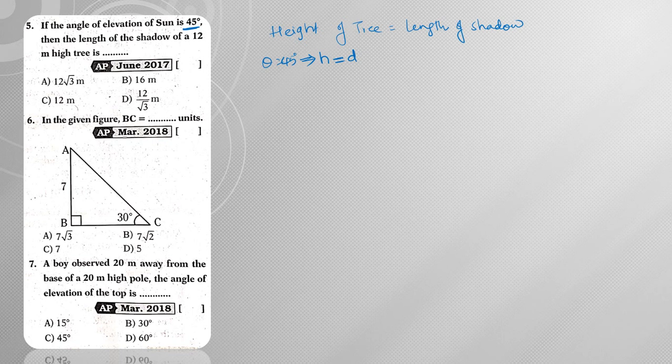Now the length of the shadow of a 12 meter height tree: height is 12 meters, then automatically the length of shadow is also 12 meters. So no need of doing this. If 45 degrees has come, then height will be equal to distance. How it comes: we already know tan theta is given by height by distance, the height by the distance on the horizontal line. Tan 45 degrees, we already know, is 1, so 1 is equal to h by d. So from this, h is equal to d.